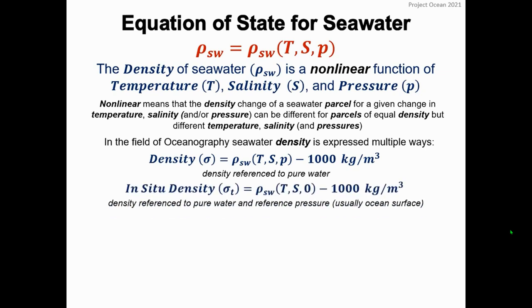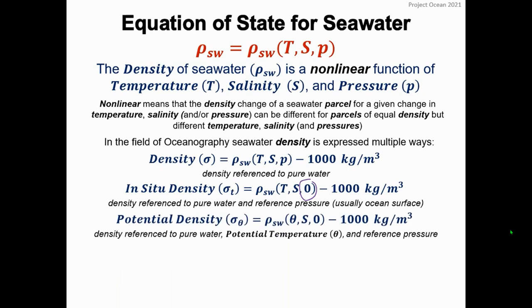Density is also expressed as what's called in situ density. So this is density referenced to pure water and a reference pressure, usually at the ocean surface. You can see right here that 0 replacing the pressure, and again corrected to pure water. Now the reason this is used, this allows the comparison of water at different depths.